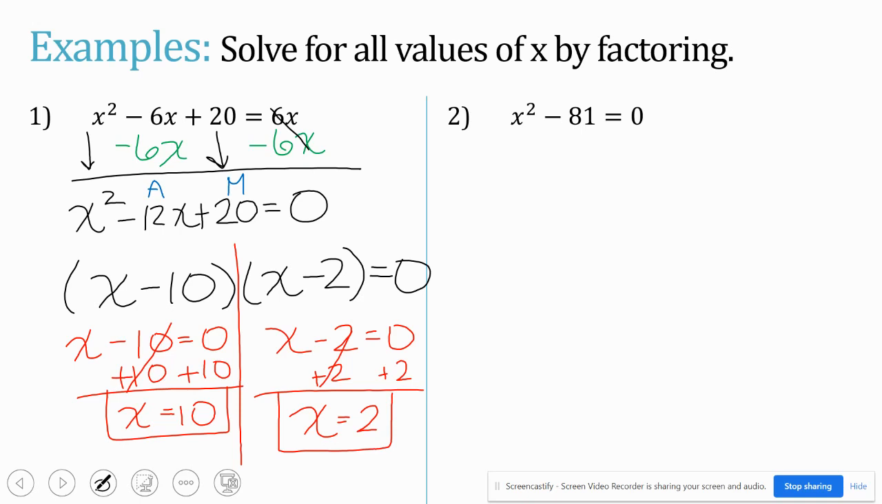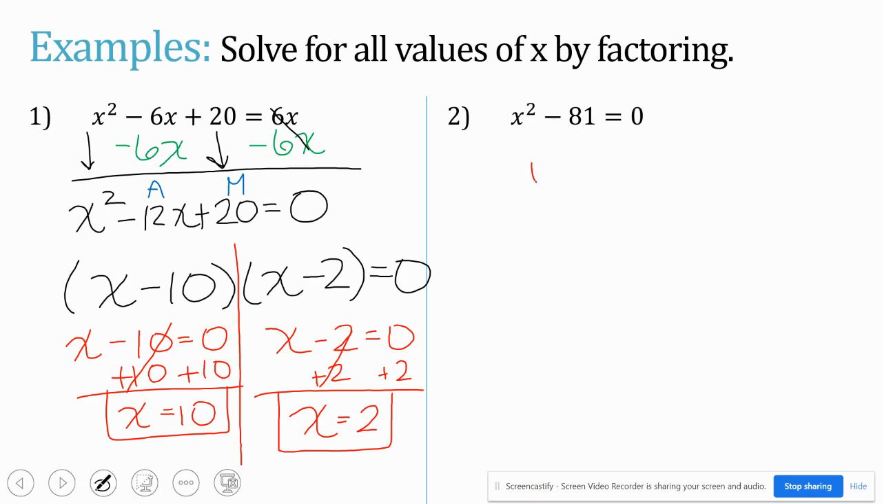Okay, let's take a look at this last example. First thing I notice, it's equal to 0, so I don't need to move anything around. And now I have x squared minus 81. This looks different than this example, so we have to use a different form of factoring. Hopefully in your head, a little bell went off and you said, oh, I recognize those numbers. Those are both perfect squares. So this is the difference, because we have subtraction, of perfect squares.